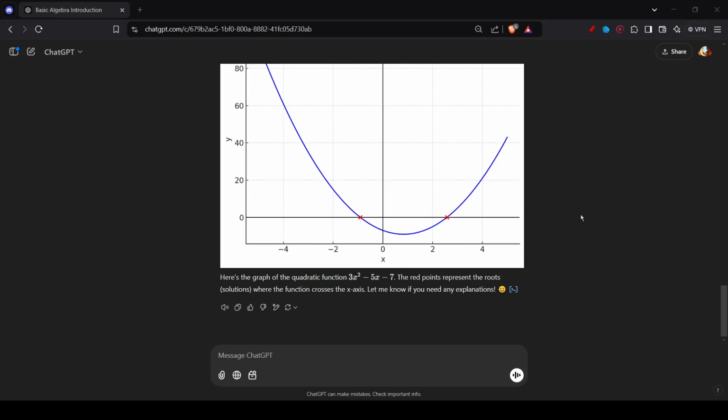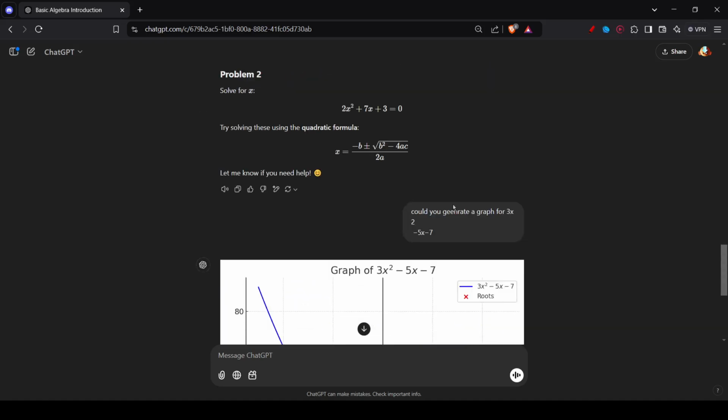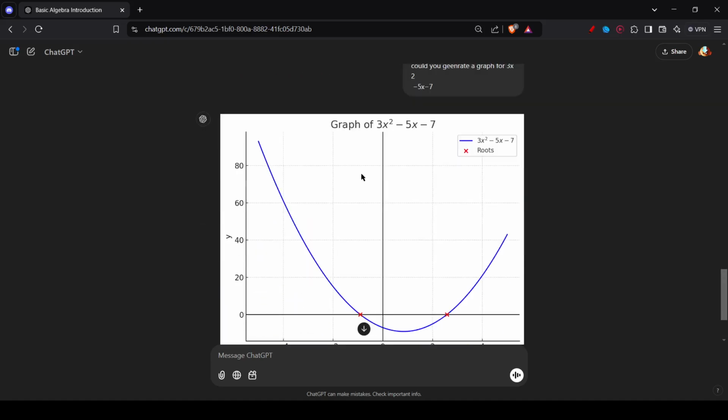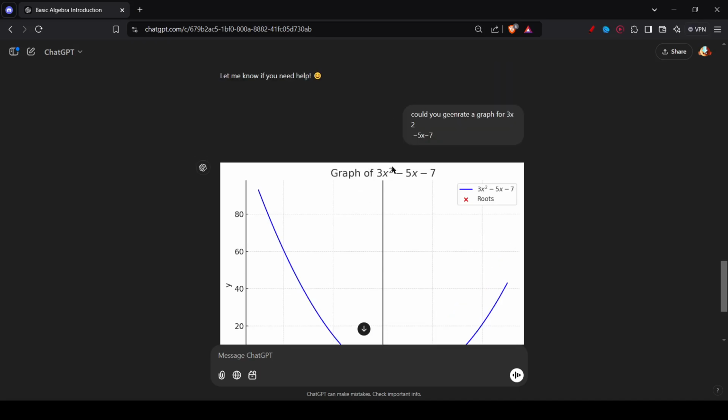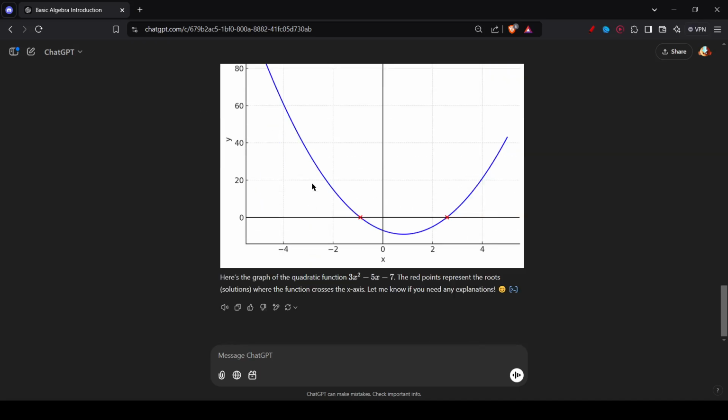You can also use it for exam preparation by having it give you some mock questions, you answering them, and then it correcting them. And like I said, you can ask it for visuals, and there we go. It has drawn the graph for 3x squared minus 5x minus 7. So you can see that ChatGPT is really helpful in every single aspect of learning maths.